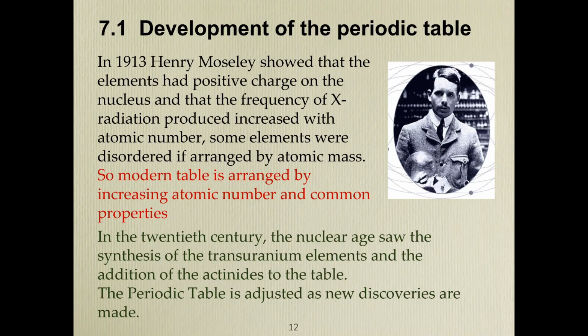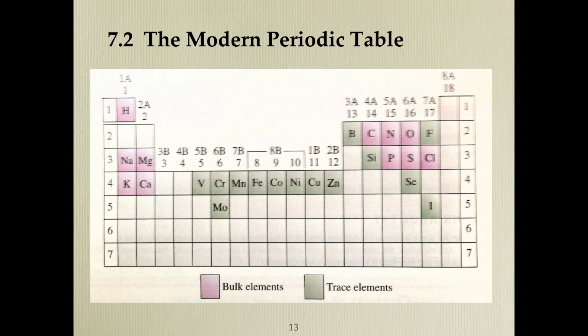So now, the modern periodic table, technically, is not by atomic mass and common properties, it's atomic number and common properties. So make sure you make a note of that for your homework. A couple things about the modern periodic table. Okay, so first of all, nomenclature of the groups.